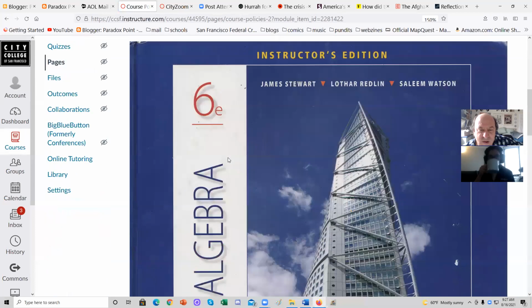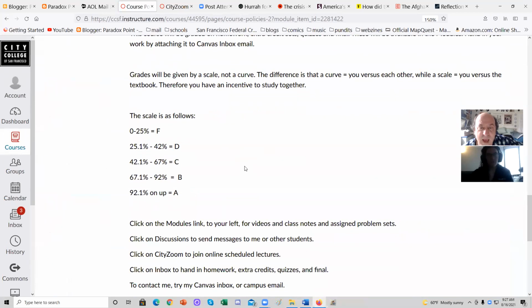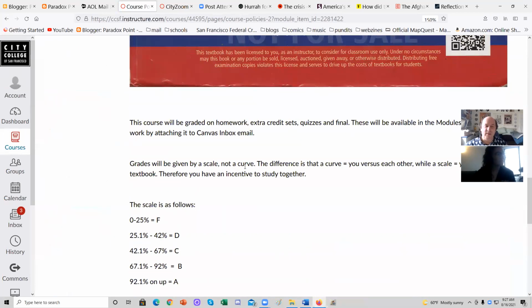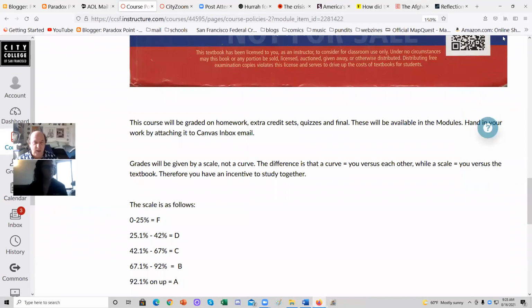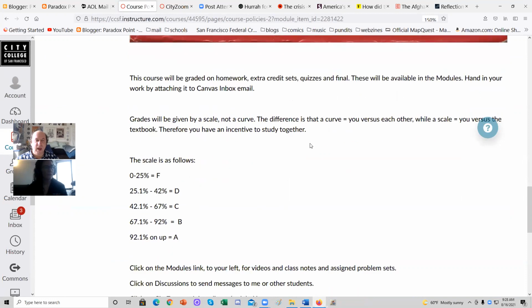This is the same information. Yes, how I grade, very important. It'll be graded on homework, extra credit sets, quizzes, and final. These will be available in the modules. Attach all work to the Canvas inbox email.